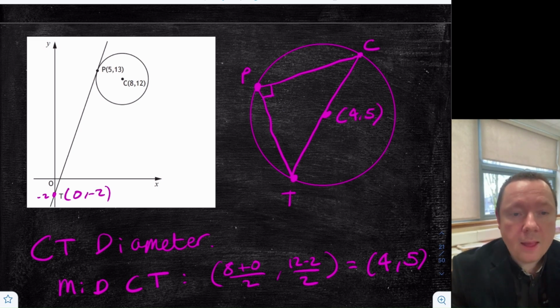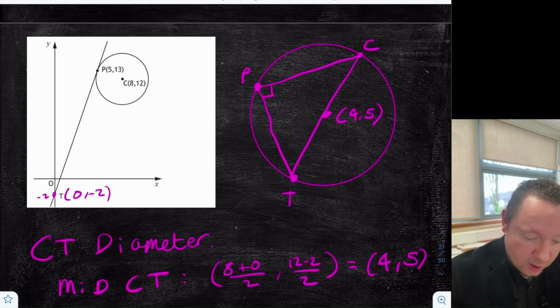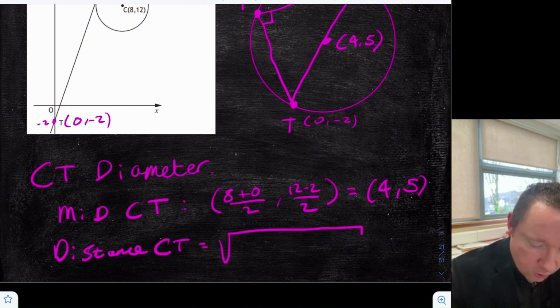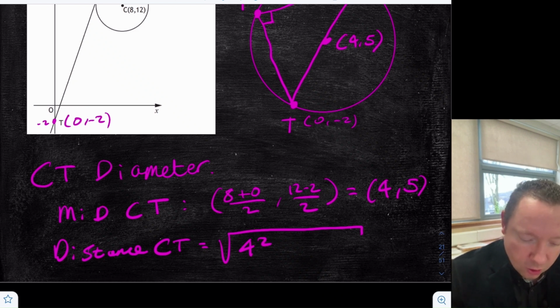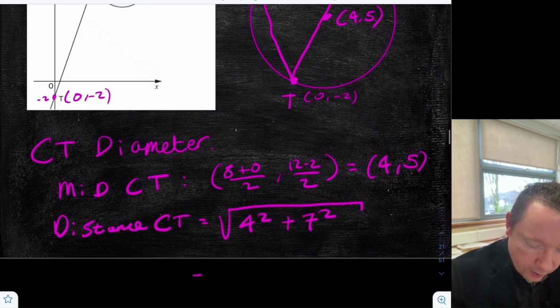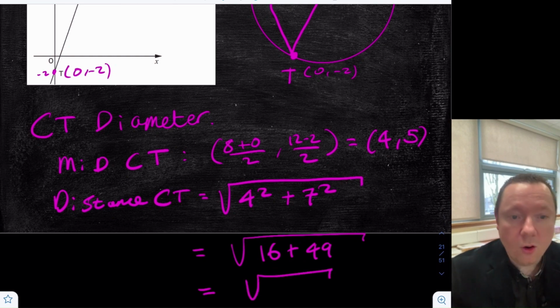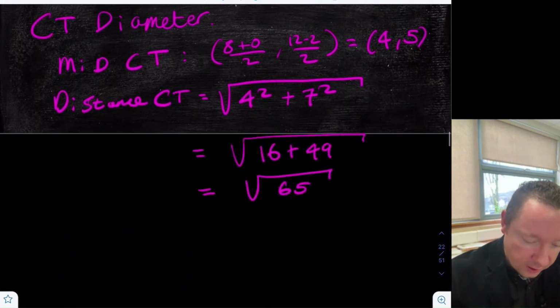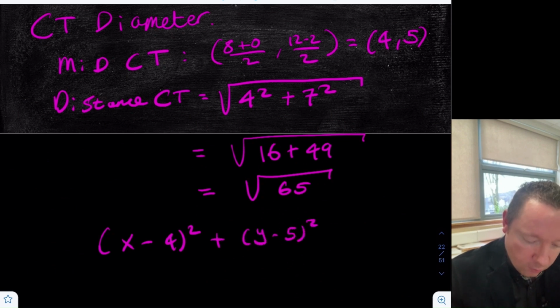Now we need to know the radius, so we can do the distance between C and T. Remember, T is (0, minus 2). So the distance from C to T equals the square root of (4 minus 0) squared, which is 4 squared, and then (5 minus minus 2) squared, which is 7 squared. So it's 4 squared is 16 plus 49. That is the square root of 65. And therefore the equation of a circle that goes through these points is simply (x minus 4) squared plus (y minus 5) squared equals root 65 squared, which is 65. And we're done there.